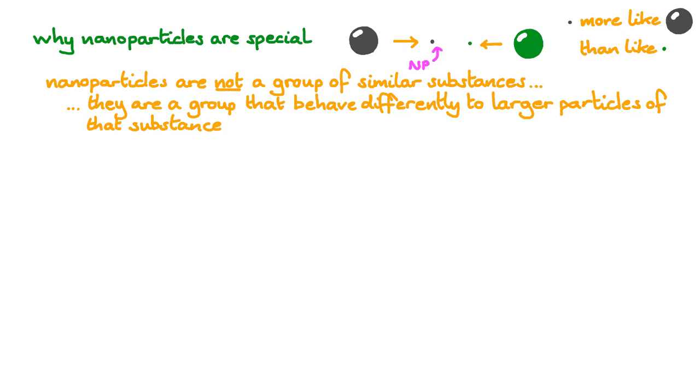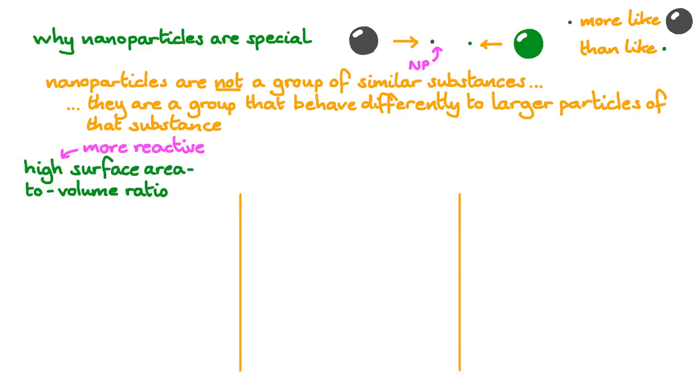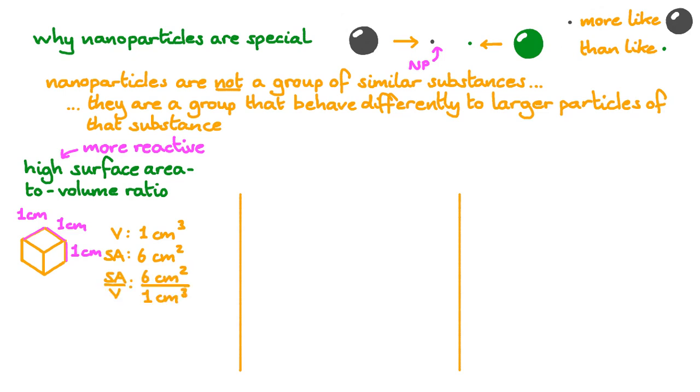Now, let's have a look at the things that make nanoparticles special. The first feature is that they have much higher surface area to volume ratios than larger particles, making them much more reactive. Let's imagine we've got a sugar cube that is 1 centimetre along each side. The volume of the cube is 1 centimetre multiplied by 1 centimetre multiplied by 1 centimetre, 1 centimetre cubed. A cube has 6 faces, and each face is 1 centimetre by 1 centimetre, so the total surface area is 6 centimetres squared. This gives us a surface area to volume ratio of 6 square centimetres for each cubic centimetre.